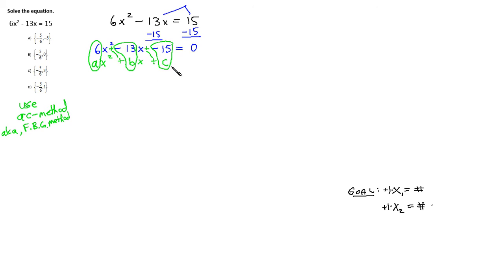Okay, so let's make a couple of tables here to perform the AC method. We make 2 big tables.